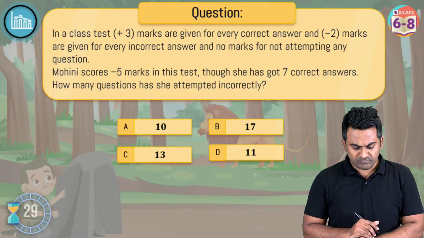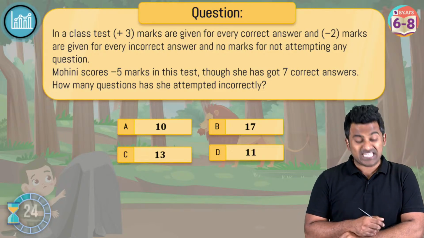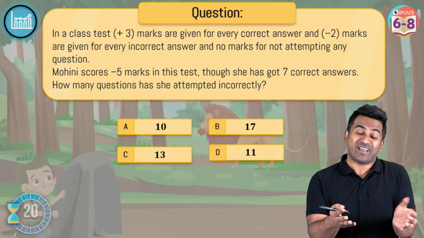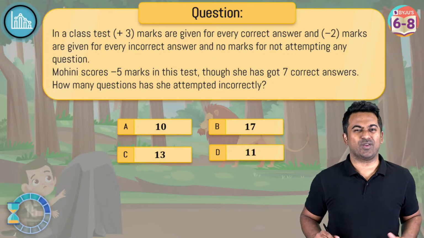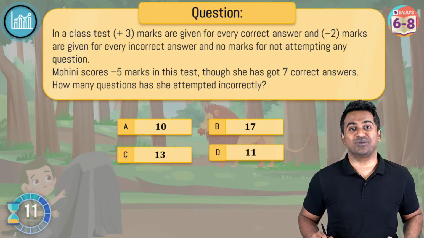Okay. Data remains the same. It's just that the story changes. So Mohini scored -5 in this test, and though she got 7 correct, still her score is negative. So there must be a lot of incorrect answers attempted by Mohini. So you have to figure out how many questions were incorrect here.